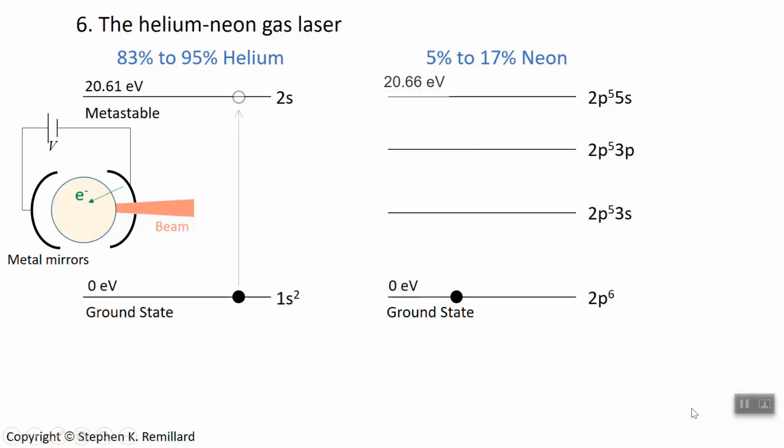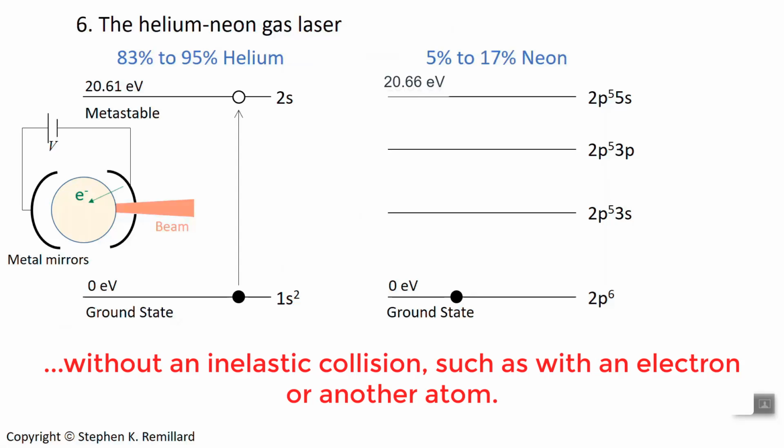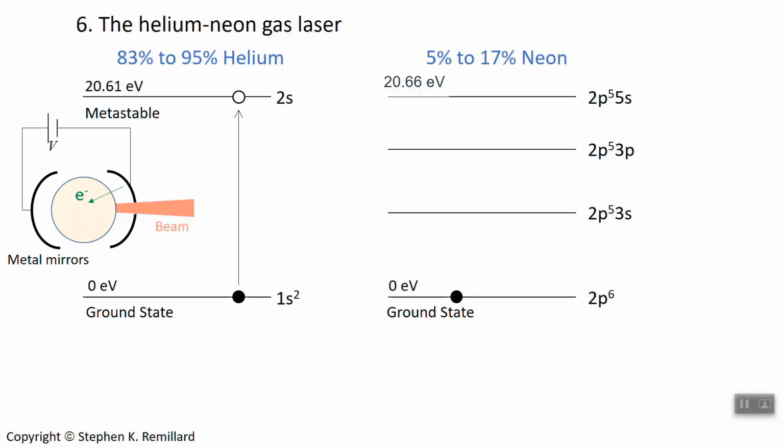That's metastable, meaning there's no way for those excited electrons to get back down to the ground state, because you aren't allowed to have a transition from an s subshell to another s subshell. So we have all these helium atoms floating around in the excited state. Now it just so happens that neon has a particular state that is 20.6 electron volts above its ground state.